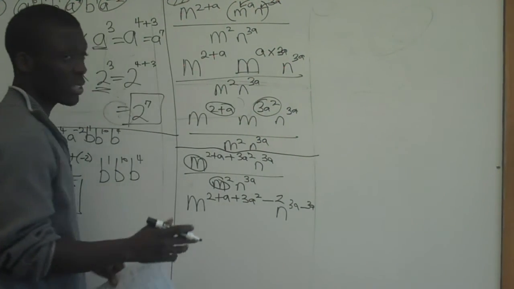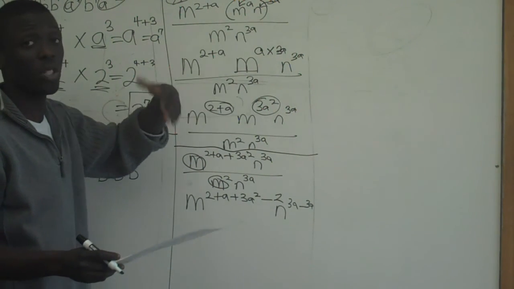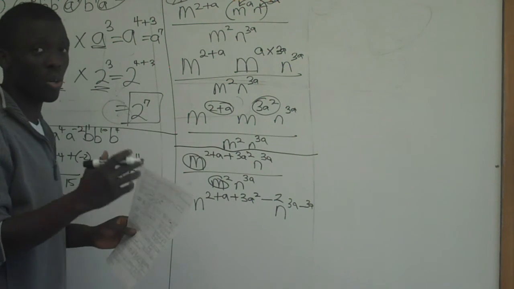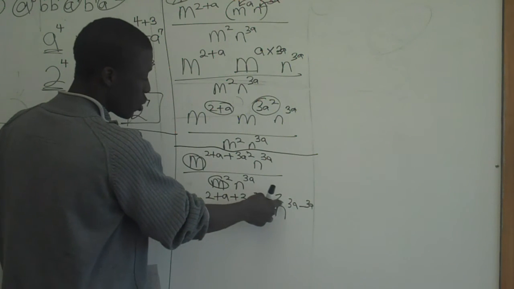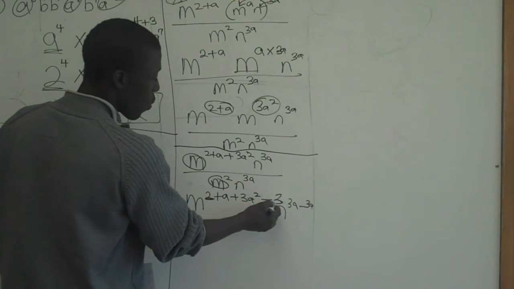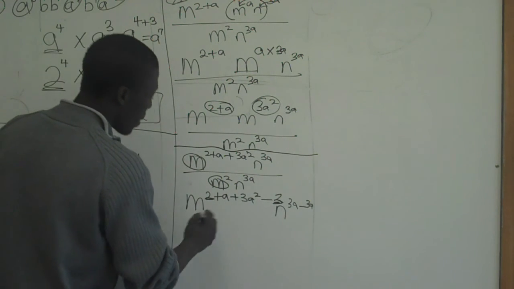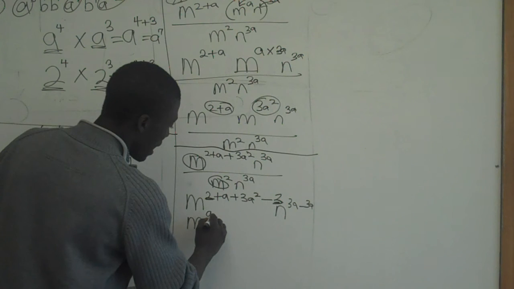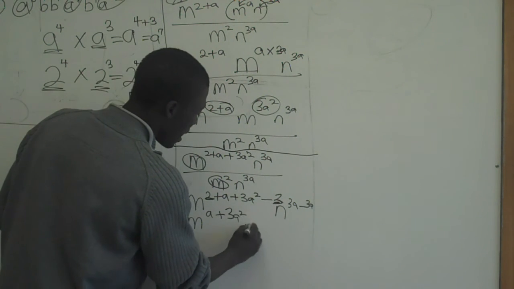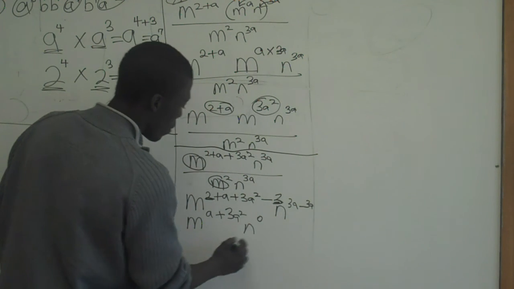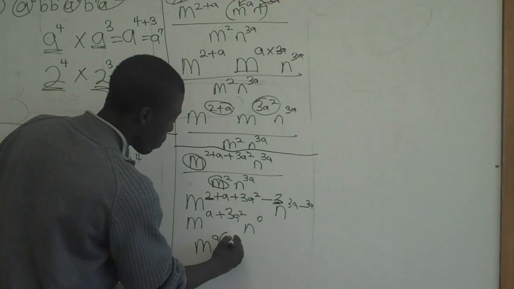Of course this is a variation to the question in your paper. The question in your paper had 2a, but this is 3a, which makes it a little more interesting, because this shows you another law of indices. Now, m to the 2 plus a plus 3a squared minus 2. The 2's can go away. They're like terms. 2 minus 2 is 0. So now we can rewrite it as m to the power a plus 3a squared, and then the n is simply n to the power 0. And this just gives us m, and then a can be factored out, 1 plus 3a.